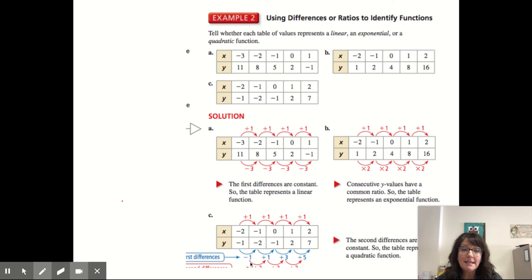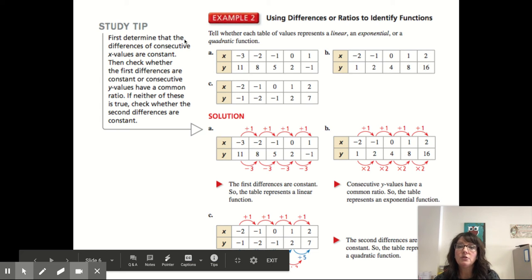Then what we see is between -1 and +1 is +2. From 1 to 3 is +2. From 3 to 5 is +2. That's what we call the second difference right here. So since the second difference is +2, +2, +2, we know it's quadratic, and that's what we're going to be practicing on and looking for.